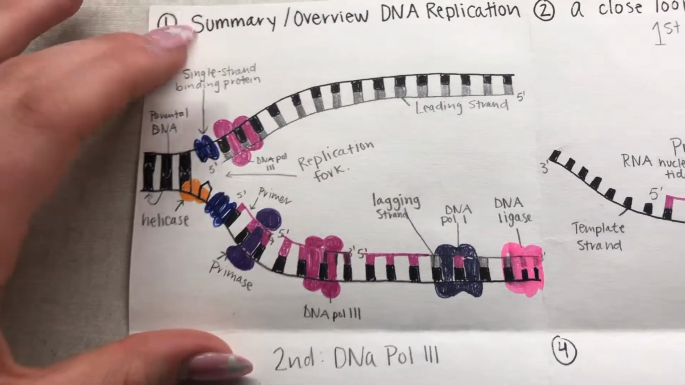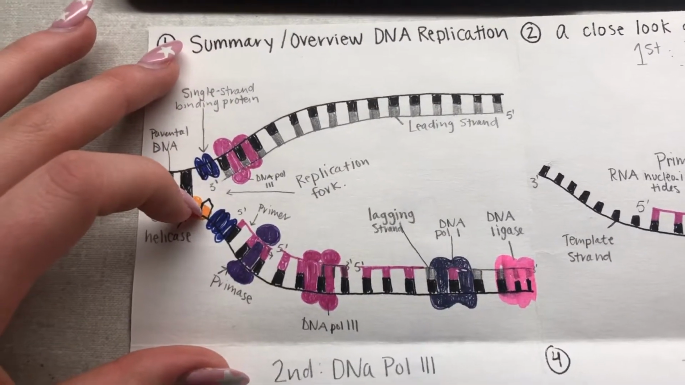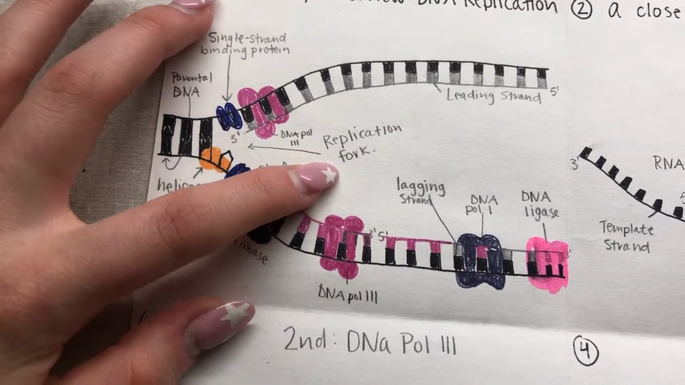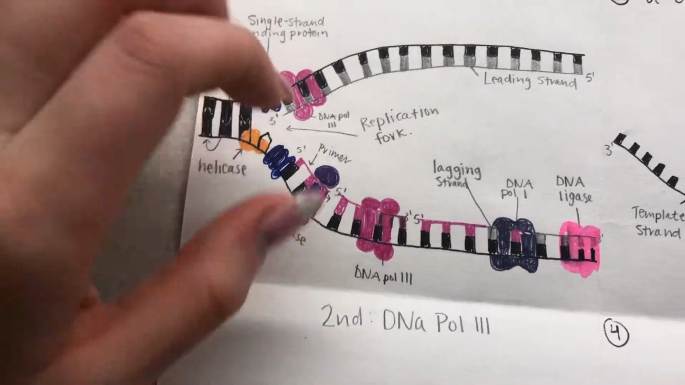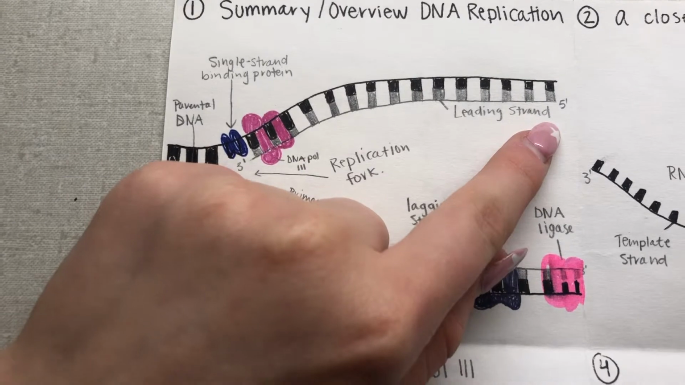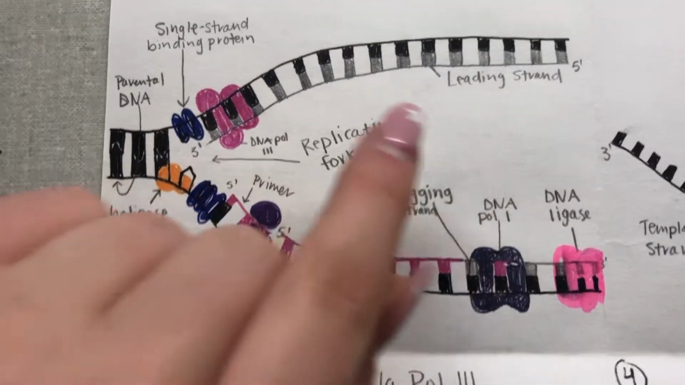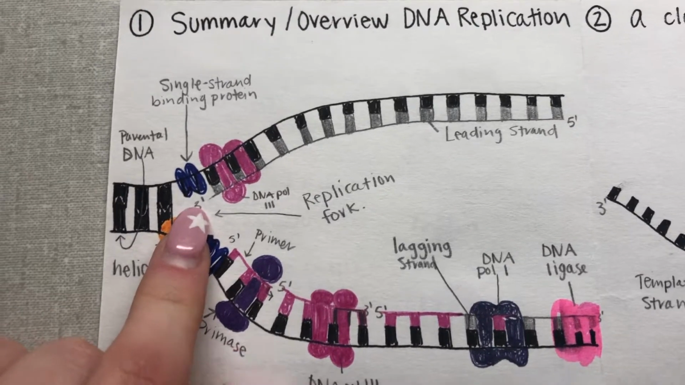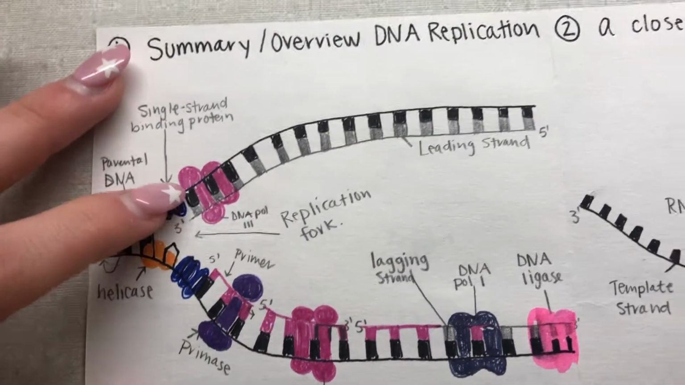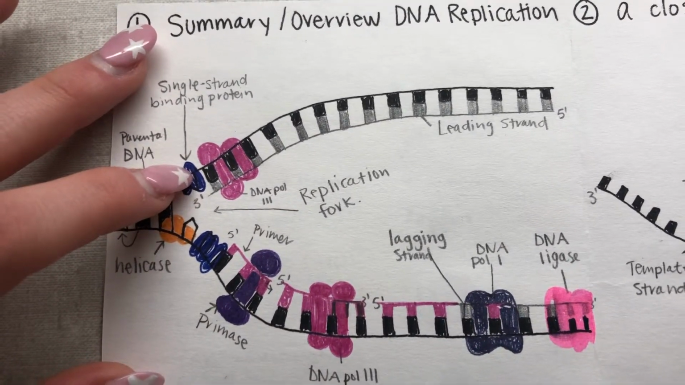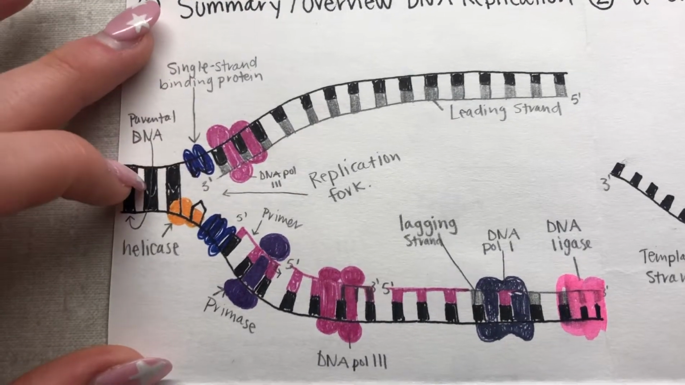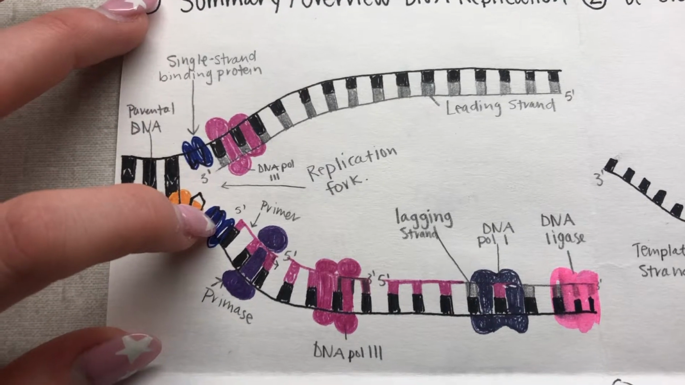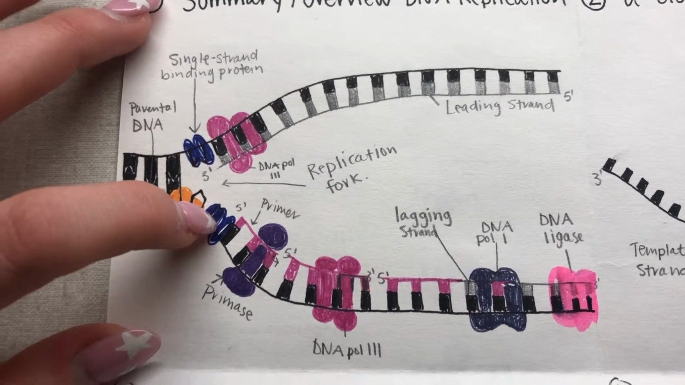This is a close-up view of the left side of the replication bubble, and the direction of replication is going from right to left. Also, from the 5' end to the 3' end on the leading strand. So, as you can tell, I have the single-stranded binding protein labeled, the parental DNA, which is right here. That's the helicase, again, single-strand binding protein.